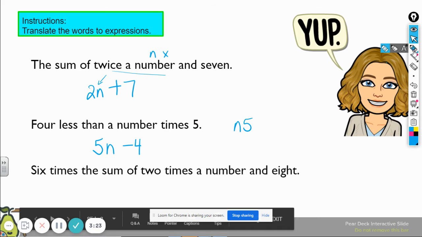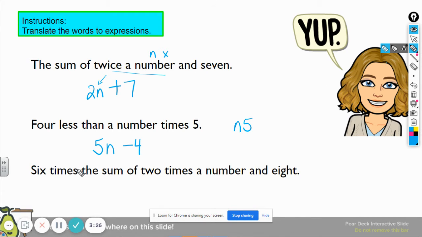6 times what? 6 times the sum. So 6 times the sum of some things. What things? 2 times a number and 8. If it said 6 times the difference, the only thing different would be a minus in between here. But it's talking about 6 times the sum, not just 2n, and that's why we put these parentheses.